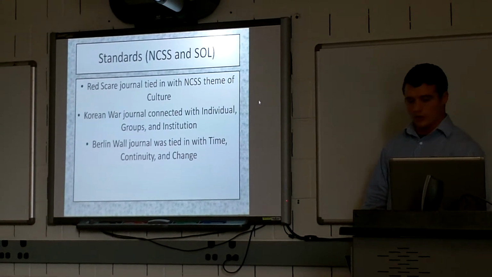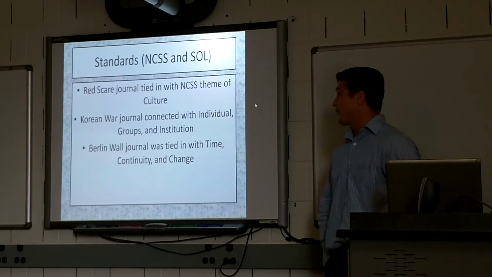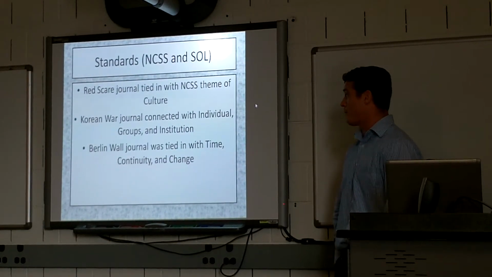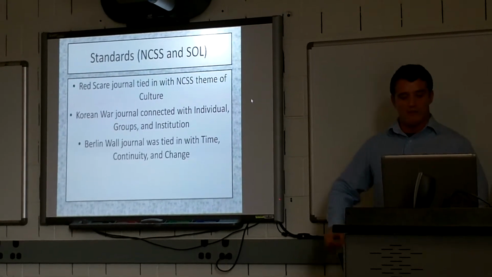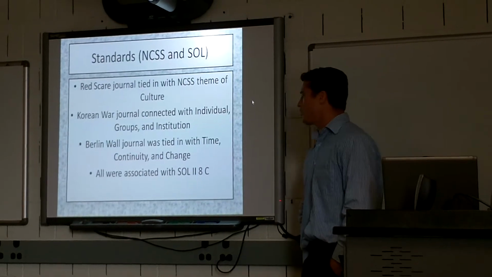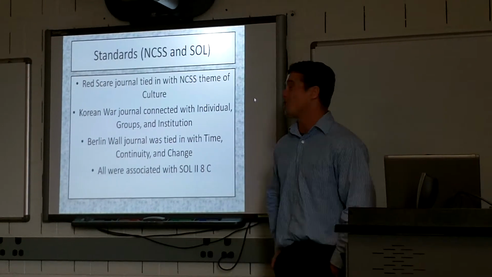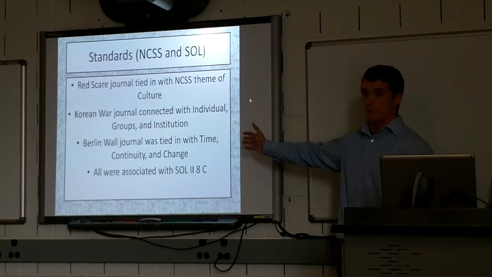Lastly, the Berlin Wall Journal talked about time, continuity, and change. Basically, how the fall of the Berlin Wall impacted the upcoming events in the 1990s and 2000s. And the SOL that each one talked about was SOL 288C. Basically, this talked about the Korean War and also challenges faced in the Cold War, such as the Red Scare and the Berlin Wall.